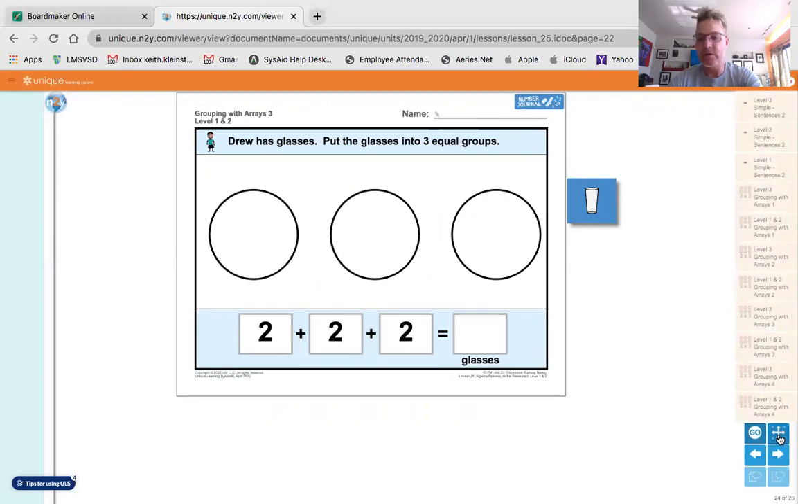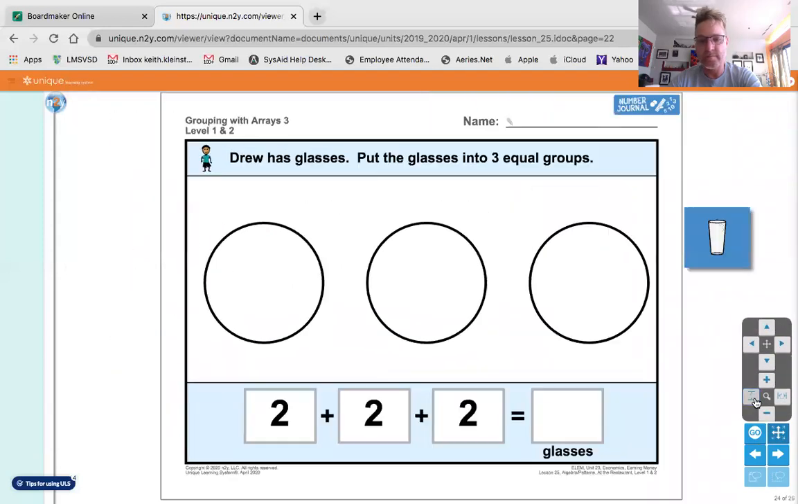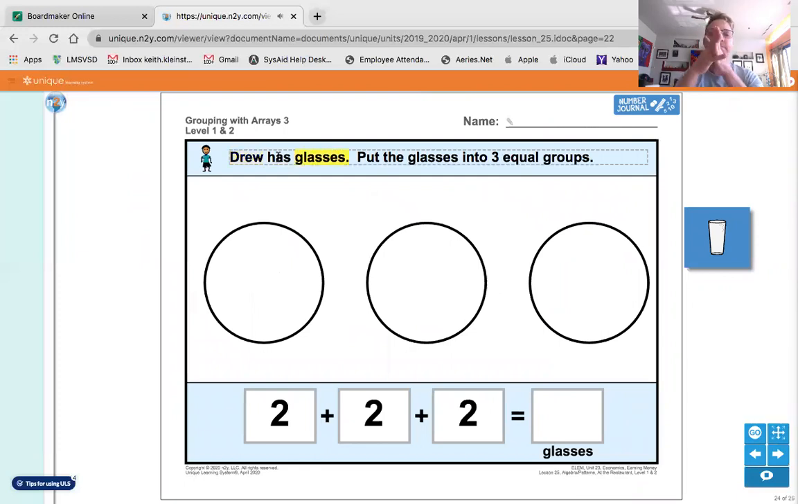So again, this is something you can definitely do at home with manipulatives. You can have 3 pieces of paper, either cut out the circles to make the group spaces, and get some cups, probably best, not glasses, because cups will not break. Let's make this just a little bit bigger. Okay, so we're doing. Drew has glasses. Put the glasses into 3 equal groups.